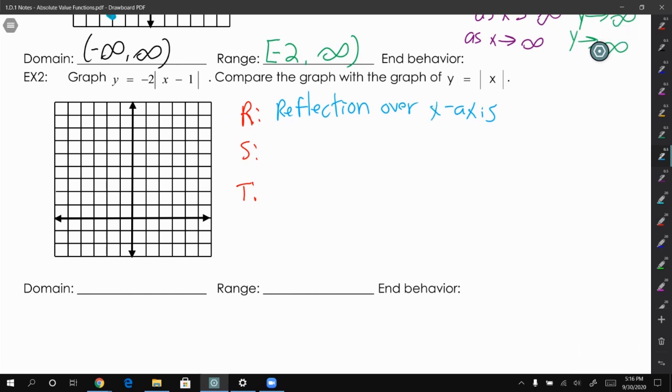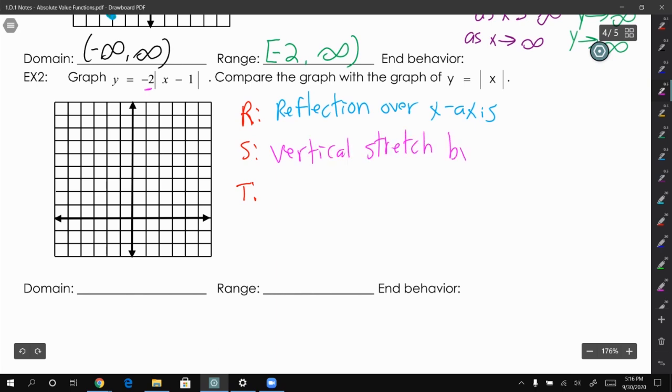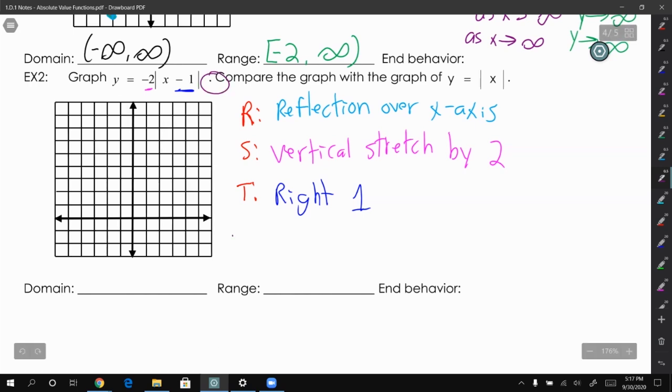Our a value is negative. Now shrink or stretch, because it's a 2 in front, it is a vertical stretch by 2. And our translation, it's -1 on the inside, so we're going to move right 1. There's no number on the outside, so we're not moving up or down or anything like that. So our vertex will be 1, 0.